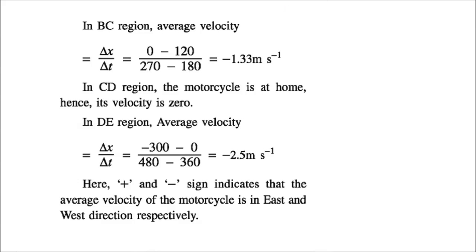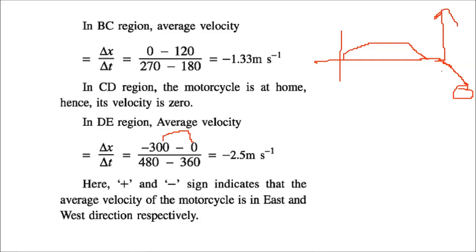So in the next part, I'm talking about this part. So it was minus 300 minus 0, because we are taking the negative direction, because we took this as the positive direction, this has the negative direction. So minus 300 minus 0 by the time which is already given, so 480 minus 360, which is minus 2.5 meters per second. So the plus and negative sign, what you see here, indicates the average velocity of the motorcycle is in the east direction and west direction respectively, plus for east and negative for west.